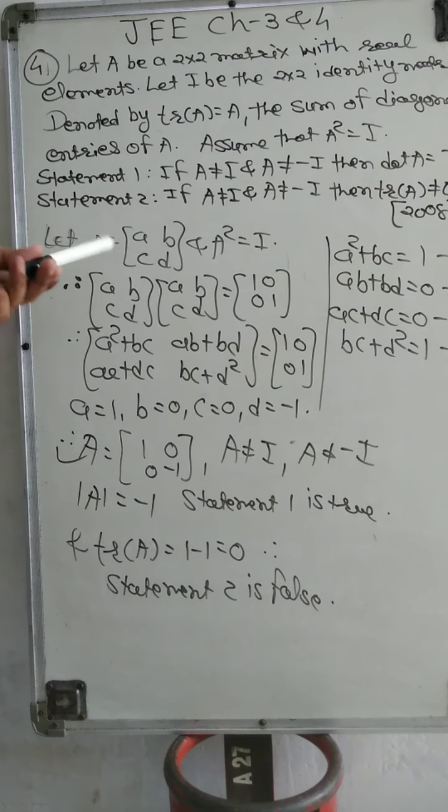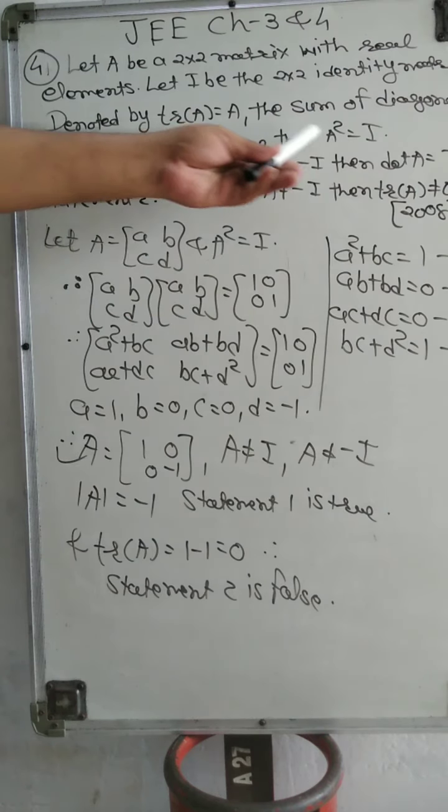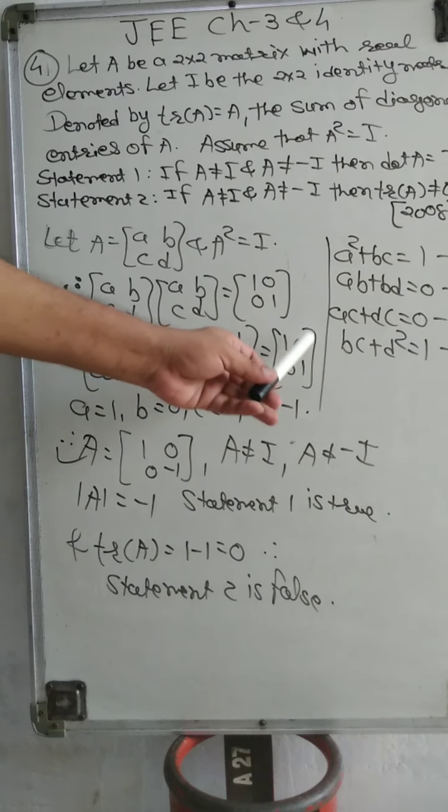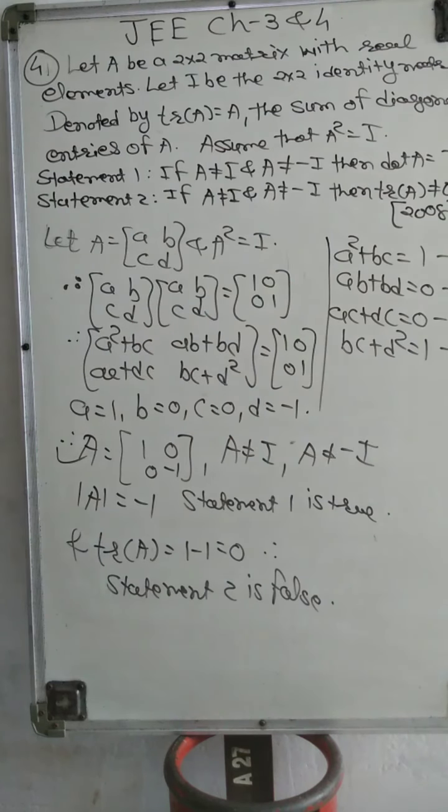Now here, let us take A equal to [a b; c d], and we have A square equal to I, which is given. So A square means A twice is equal to I, which is [1 0; 0 1]. Here we take the multiplication of this. It is a square plus bc, ab plus bd, ac plus dc, and bc plus d square, equal to [1 0; 0 1]. Now we compare all entries.